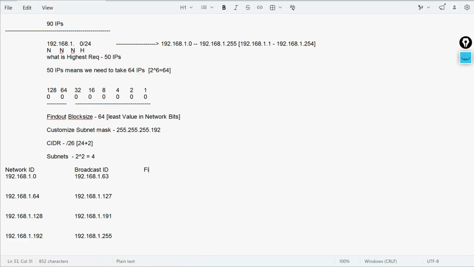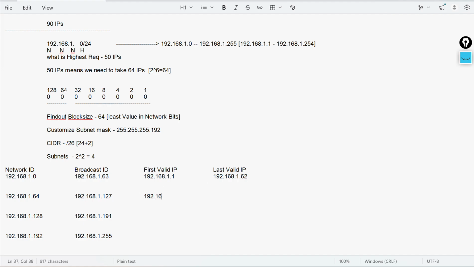And what are the first IP and last IP? First valid IP and last valid IP. The first valid IP is 192.168.1.1. The last valid IP is 192.168.1.62. First valid IP is 1.1. The last valid IP is 192.168.1.62, because 63 is a broadcast IP. We cannot use it. So before 63 we have 62, right?